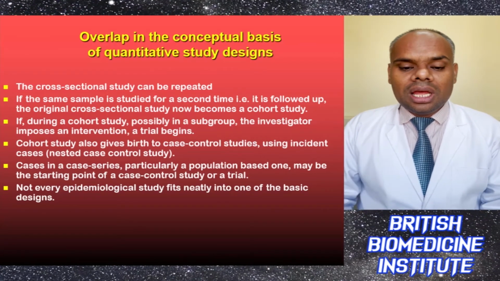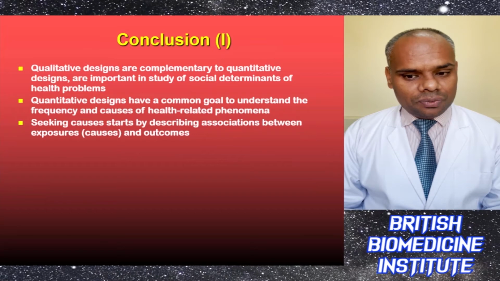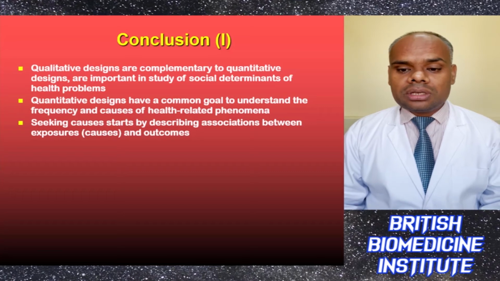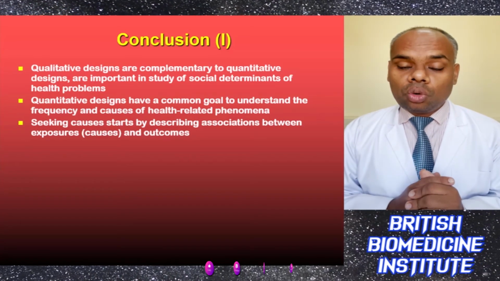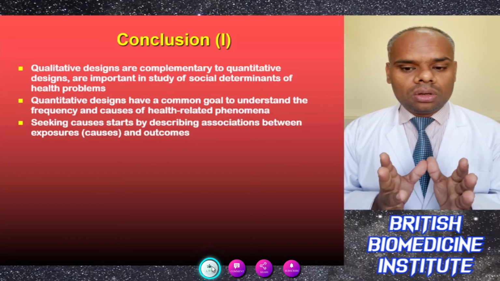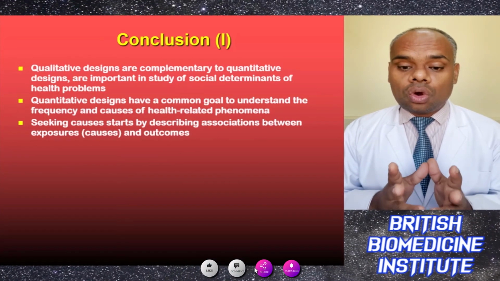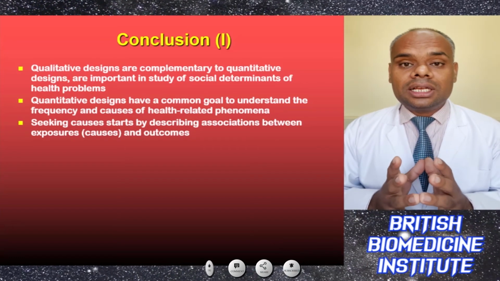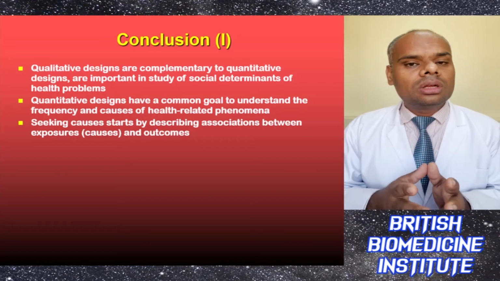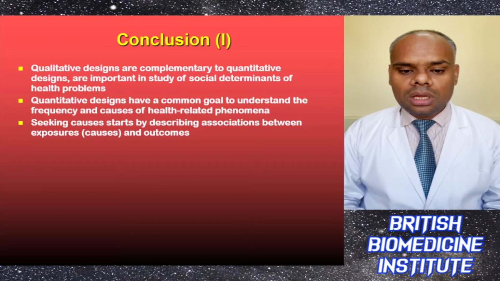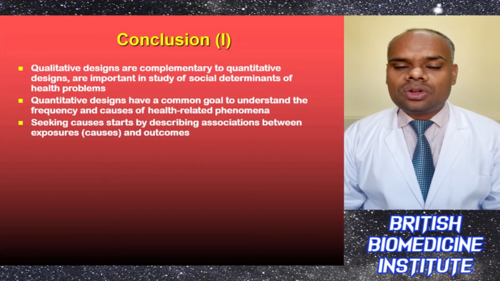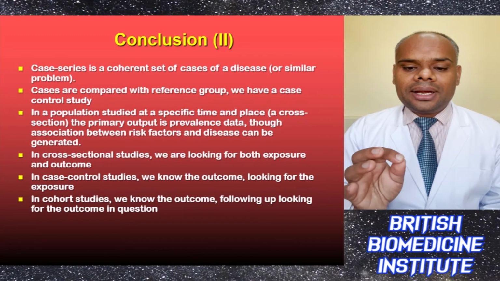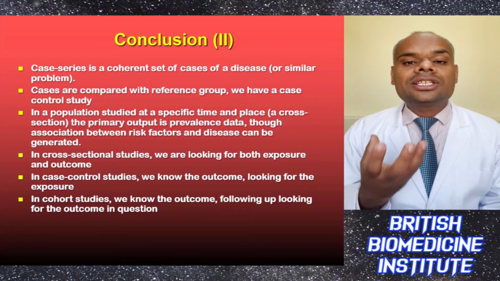Now comes the conclusion. Qualitative designs are complementary to quantitative designs, and these are important in studying the social determinants of health problems. Quantitative designs have a common goal to understand the frequency and cause of health related phenomena, and we can also seek cause by describing associations between exposure or cause and outcome. The case series is a set of cases of a particular disease or a similar problem. The cases are compared with a reference group. We have a case control study.